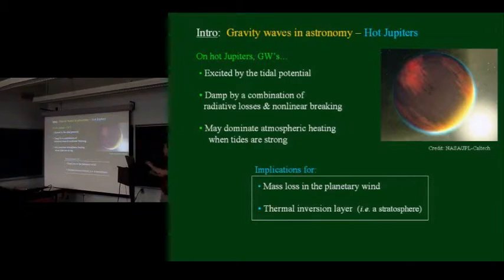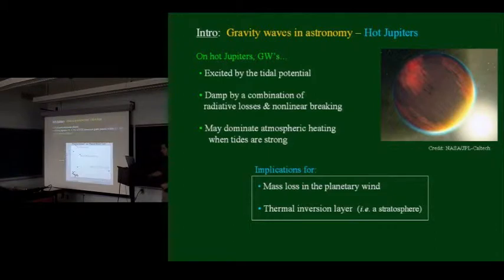So this will have implications for the mass loss in the planetary wind, as the dissipation of these waves heats the upper atmosphere, and also for an issue that I think I'll skip today, or maybe come to at the end if we have some time. This question of the thermal inversion layer.